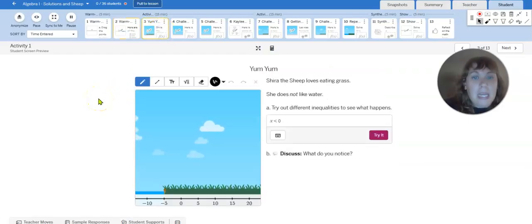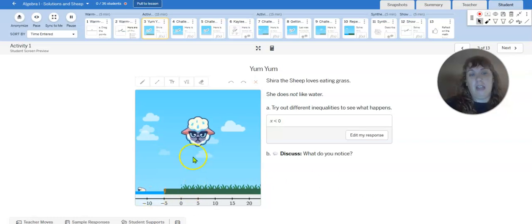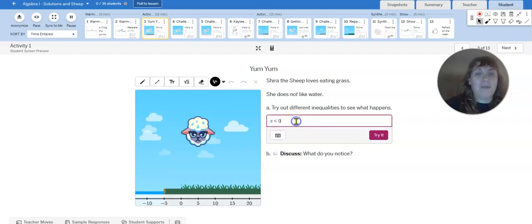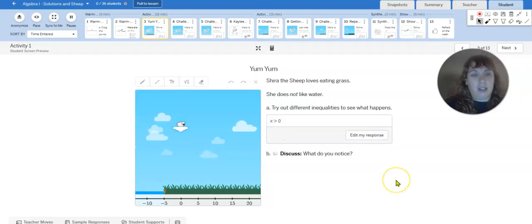All right, this says yum, yum. Shara the sheep loves eating grass. She does not like water. Try out different inequalities to see what happens. So let's try x is less than 0. She lands at 0 and goes to the left, but now she's upset because she doesn't want to go to the water. So let's try x is greater than 0 to send her in the other direction.